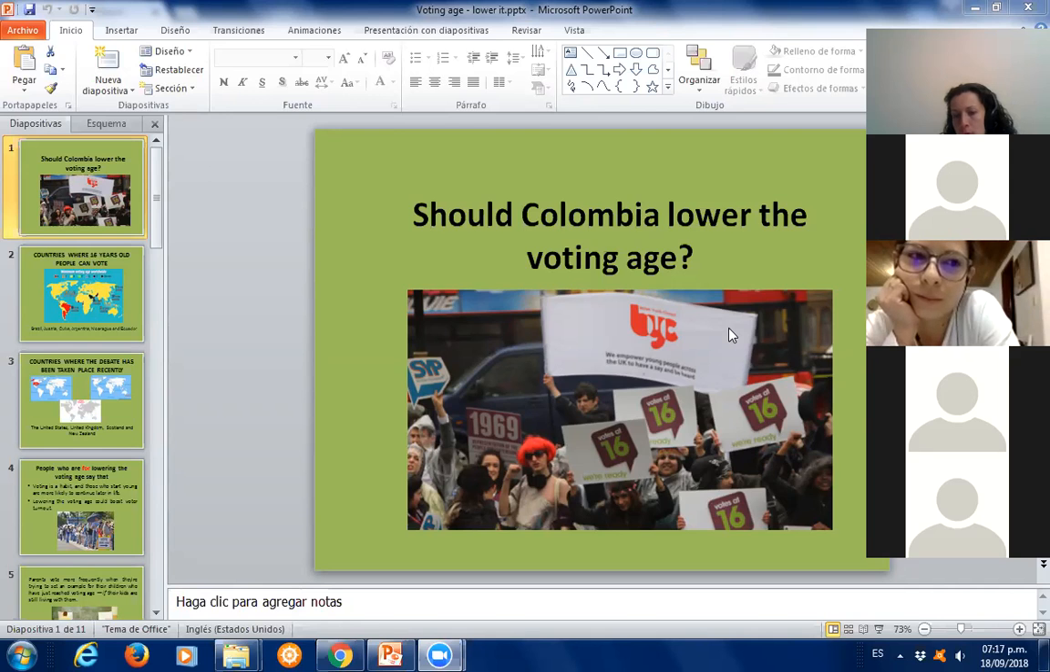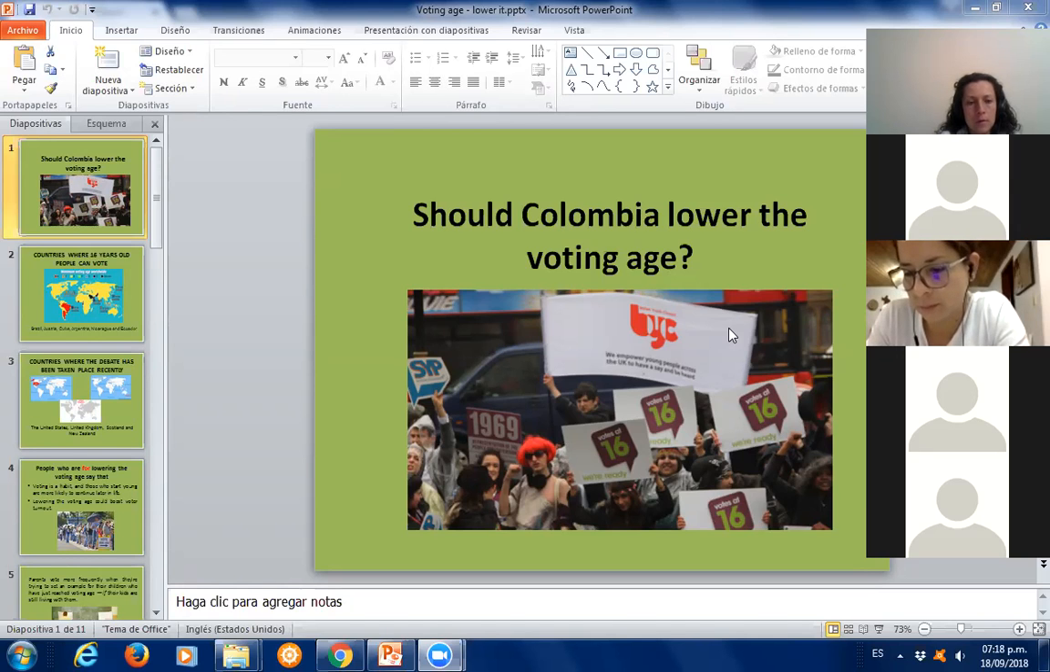Yes, I agree with Rafael. I think that younger people don't have enough intellectual capacity to vote. But on the other hand, most of the people who vote are young, between 18 and, I don't know, 24 years old. So I think it could be a good idea if young people start to vote from 16 years old, because maybe the quantity of people who vote could increase. So it's the only thing that I see that is positive.